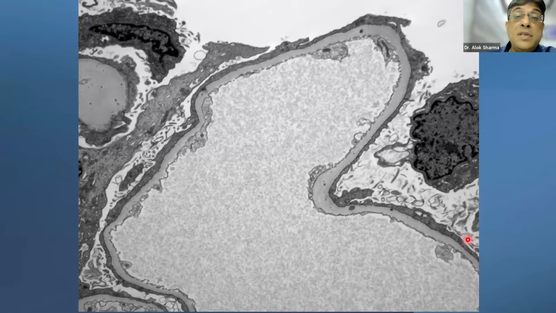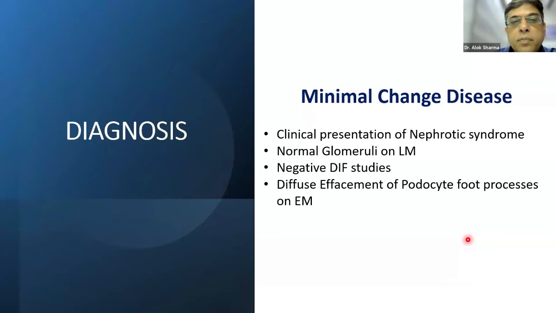Can we pick up early FSGS by doing EM? The answer is no, right? You may debate the existence of an early FSGS, but even in that scenario, you will need to pick it up on light microscopy, not on ultrastructural examination. So EM wise, both primary FSGS and minimal change disease would look exactly the same, right? The use of EM actually is in determining whether the FSGS is primary or secondary, and when there is no abnormality on light microscopy, confirming that diagnosis as minimal change disease.